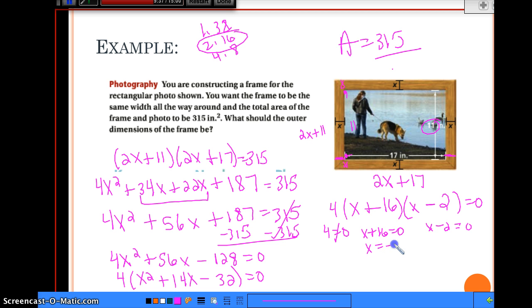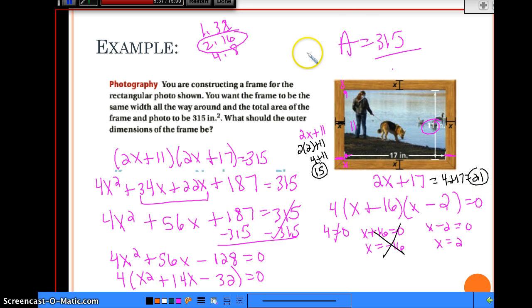Subtract 16 from both sides. And we end up with 2 answers. Now, interesting, we have to use common sense right now. Remember, x represented the width of the frame. It cannot be negative 16. So we're not going to erase, we're just going to cross it off. So that means the width is going to be 2 times 2 plus 11, which is 4 plus 11, which is 15. And this one is going to be 2 times 2, which is 4, plus 17, which is 21.